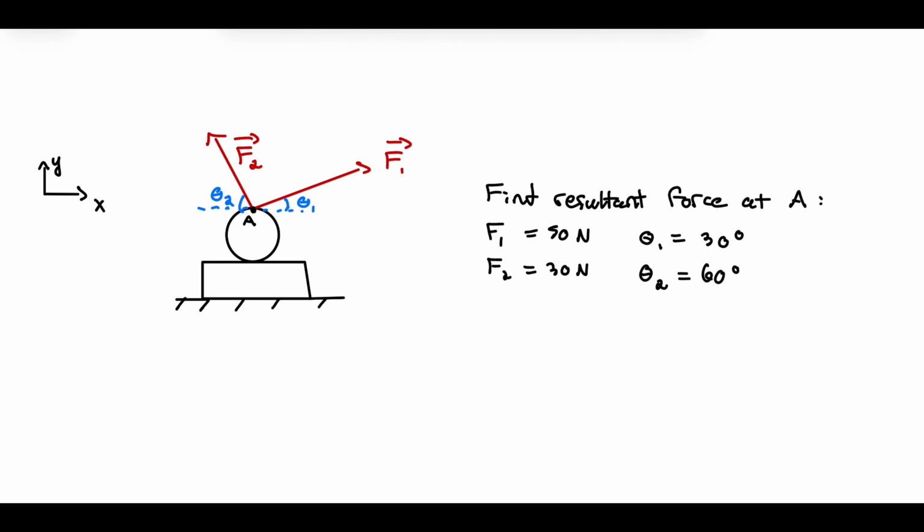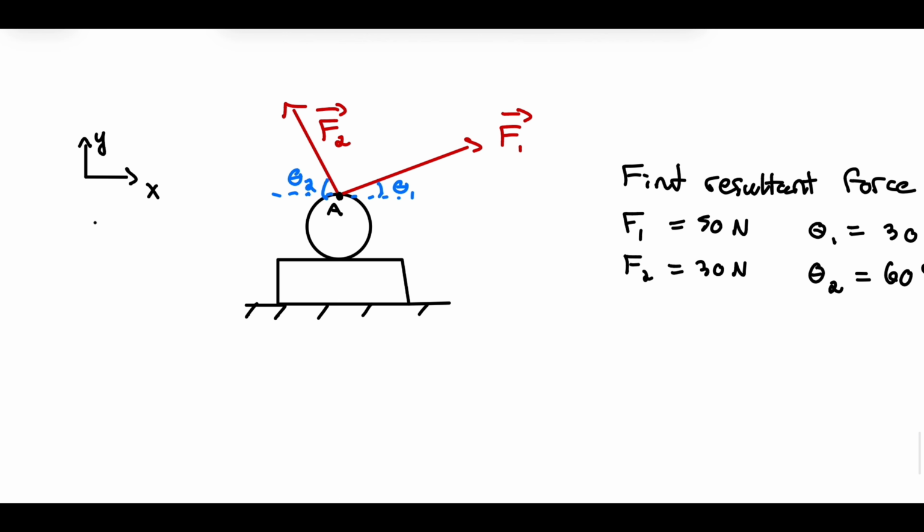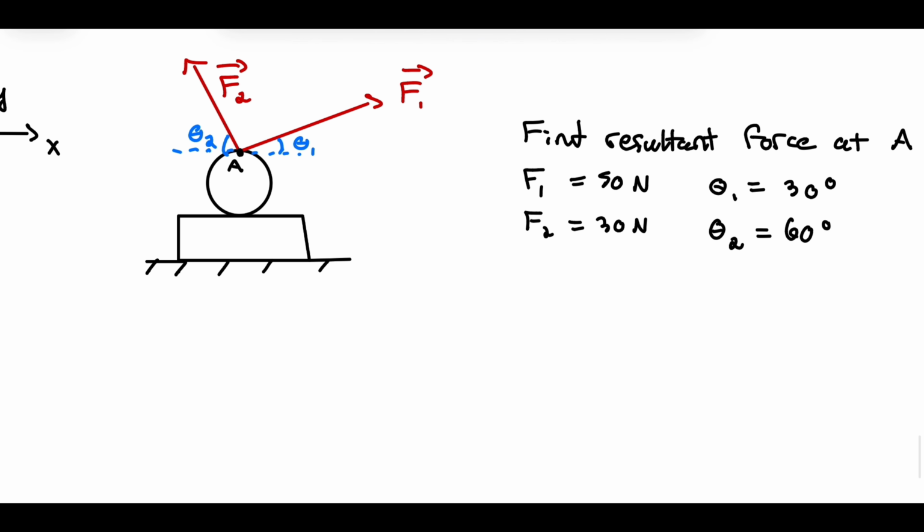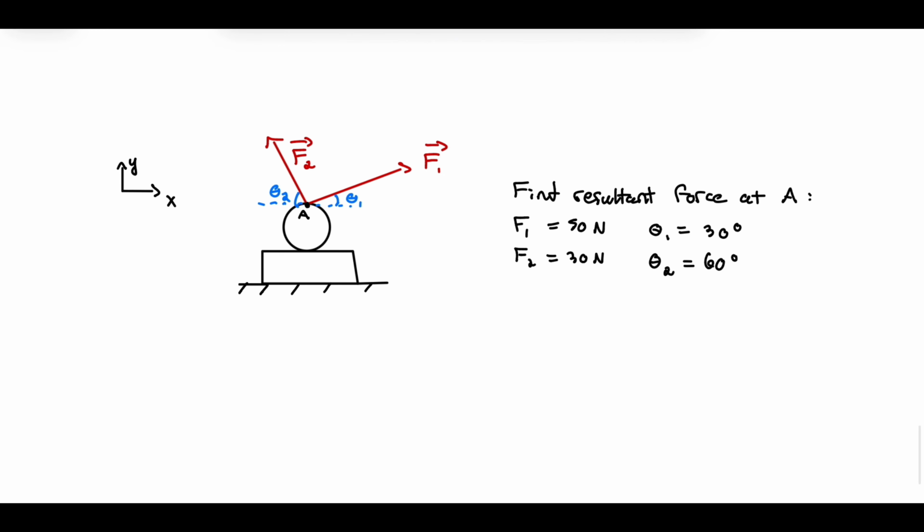So we have this system right here. We have a block and a roller attached to it. And at point A, we have two forces, F1 and F2, being applied as shown. We have our coordinate axes shown with X pointing to the right and Y pointing up like normal. And we know the angles relative to the X-axis for both F1 and F2. We want to find the resultant force at A from these forces.